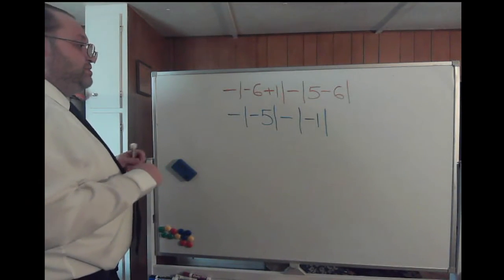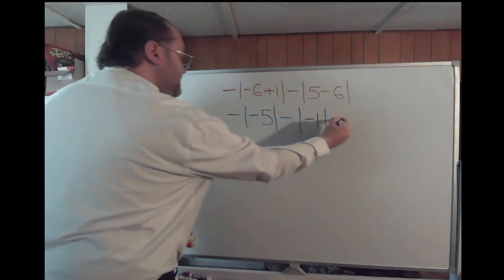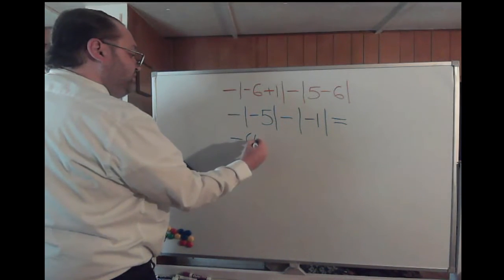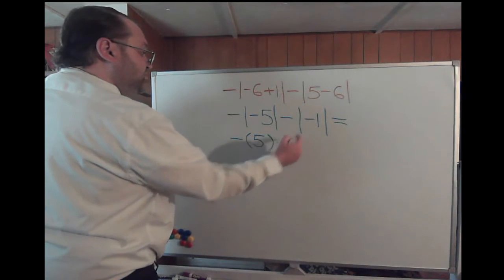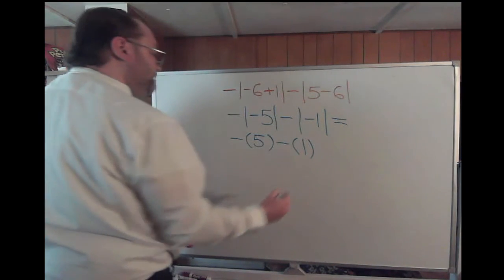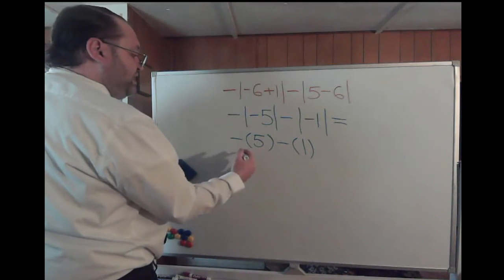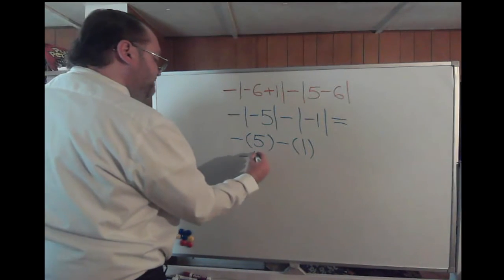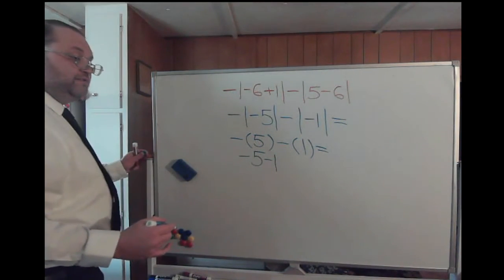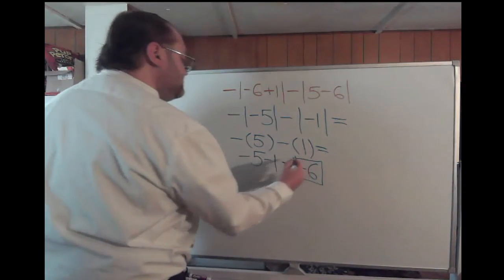So then we would just, of course, take the absolute value. Leave the negative outside. The absolute value of negative 5 is, well, 5. Minus, what's the absolute value of negative 1? Well, that's just going to be 1. So now that negative times the 5 becomes negative 5 minus 1. Negative 5 minus 1, well, that's just going to be negative 6. So your answer is negative 6.